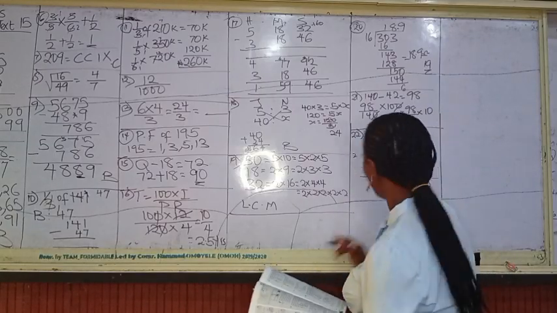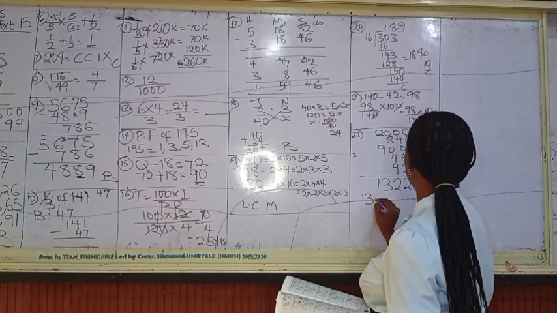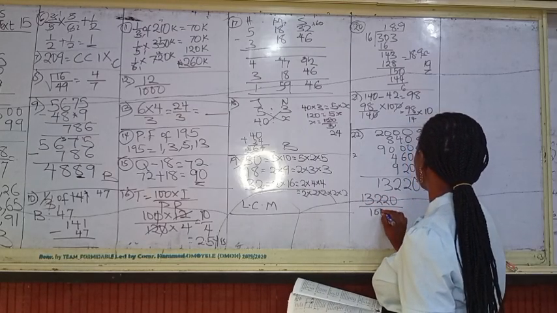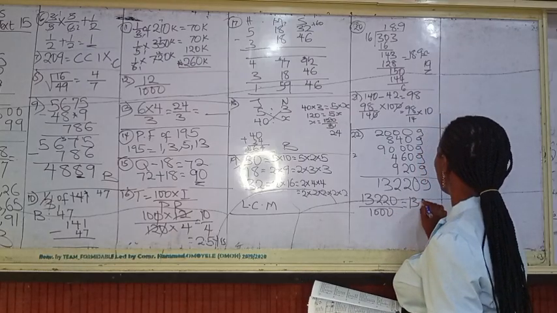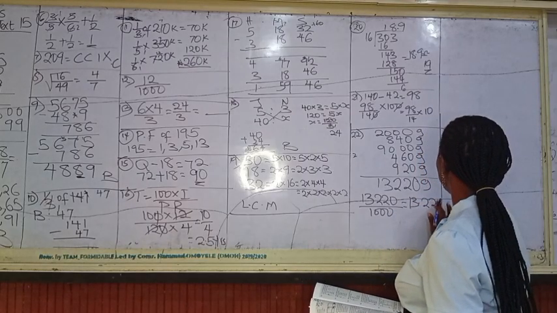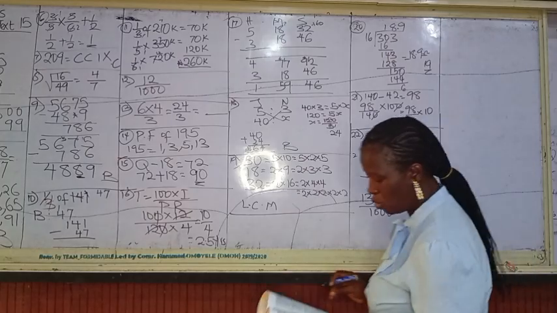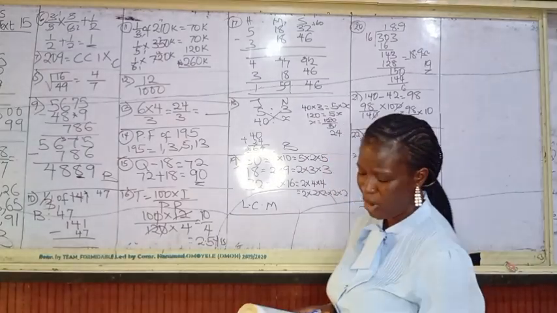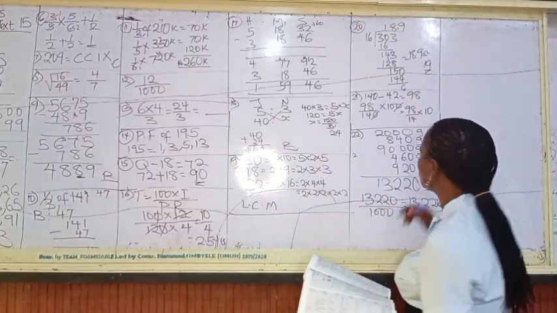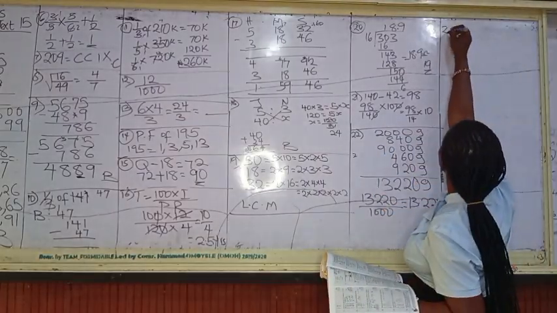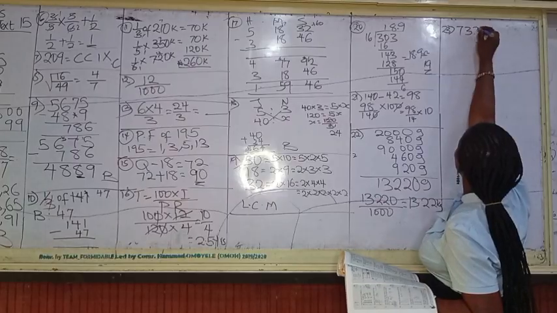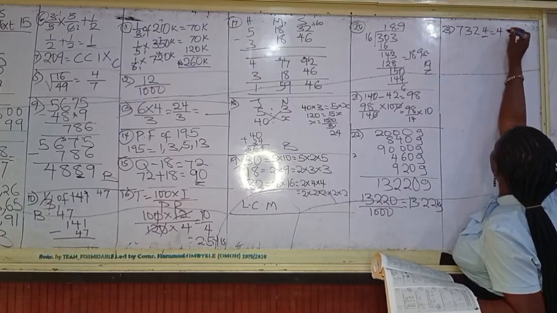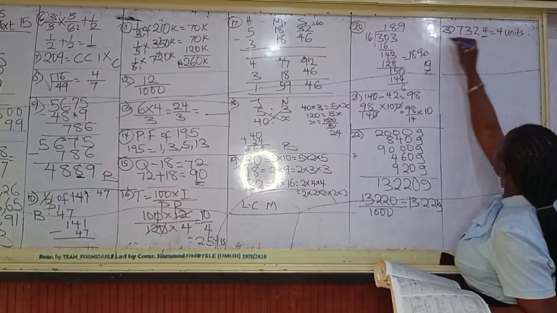Do we have our answer as gram? No, we have it as kg. So this will be 13220 divided by 1000, which is going to give us 13.22 kg. So now to number 23 question. What digit does 4 represent in 7324? Number 23. 7324. What digit does this represent? The 4. That is 4 units.